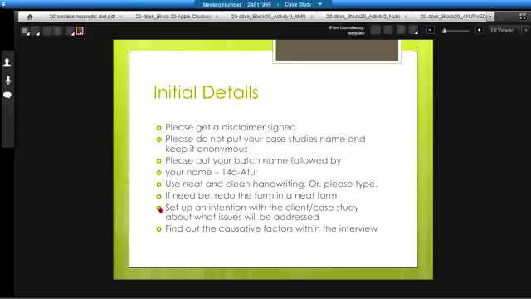Patients can talk for hours and hours about their health history, so set up that intention of what you want to do and how you want to go about doing it. And find out the causative factors, the hetus, within the interview itself.